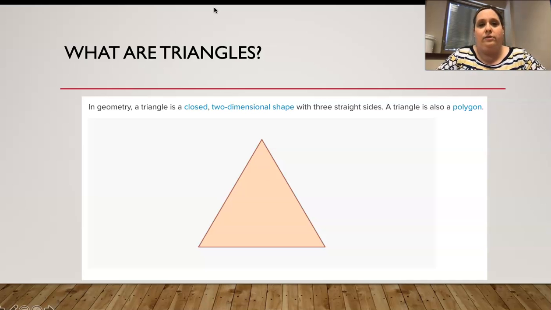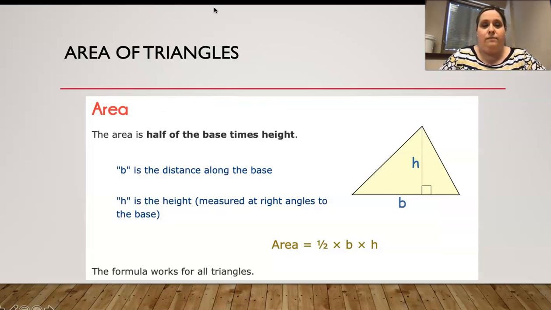So what are triangles? In geometry, a triangle is a closed two-dimensional shape with three straight sides, and it's a polygon. We talked about triangles a little bit when we talked about polygons before. So the area of triangles. The area is half of the base times height. B is the distance along the base, here, and H is height, measured at right angles to the base. So the formula for that is area equals half times base times height, and it works for all the triangles.